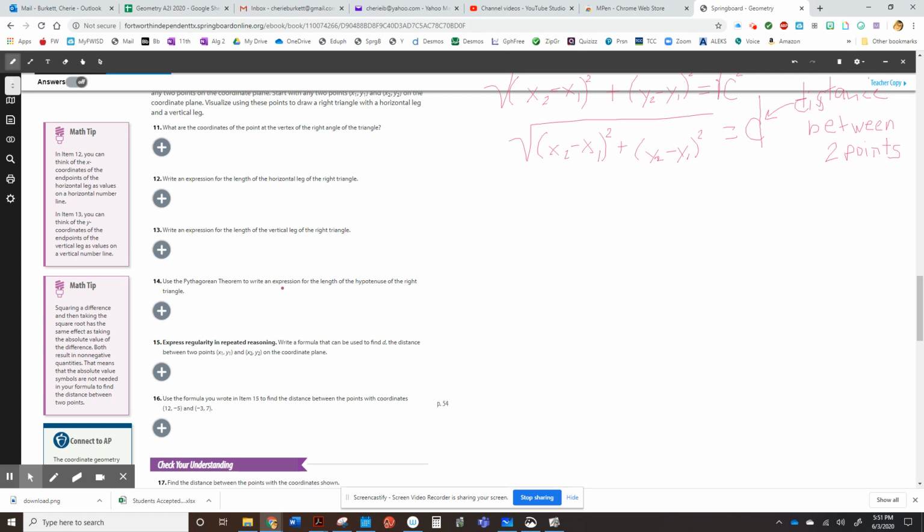But use the Pythagorean theorem to write an expression for the length of the hypotenuse of the right triangle. So this is the answer that goes right here. Write a formula that can, oh no, this is also. I think the difference here is that this is where we said C equals the square root, and this one is where we said, let's just call it D equals the square root of what's all underneath there. Okay.